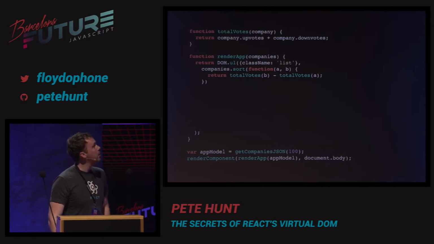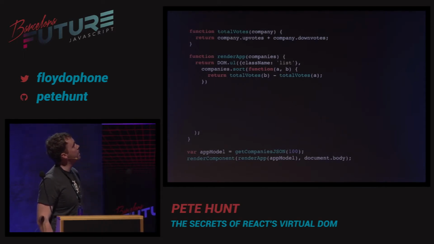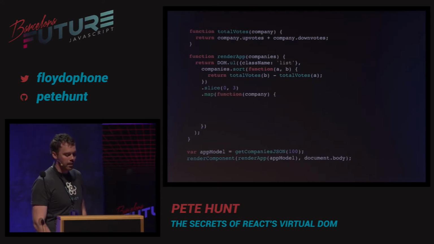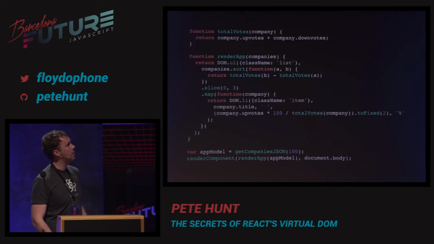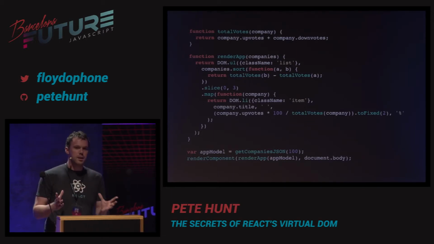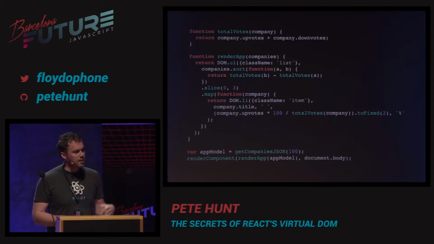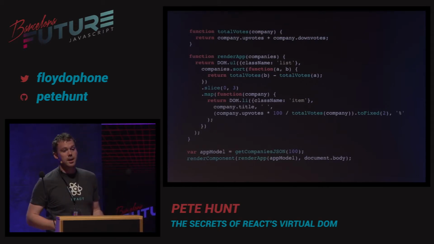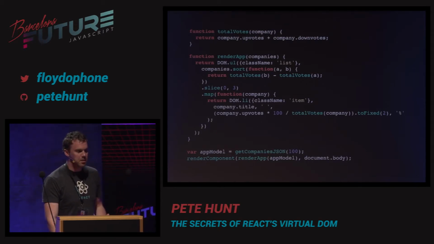So we'll create a DOM node, and we'll sort the companies by the total number of votes. We'll take the top 3. And then for each company, we'll render a list item with the title, and we'll embed a JavaScript expression in there that calculates the percentage. And the system will know how to keep that up to date magically, because this is a magical reactive JavaScript.